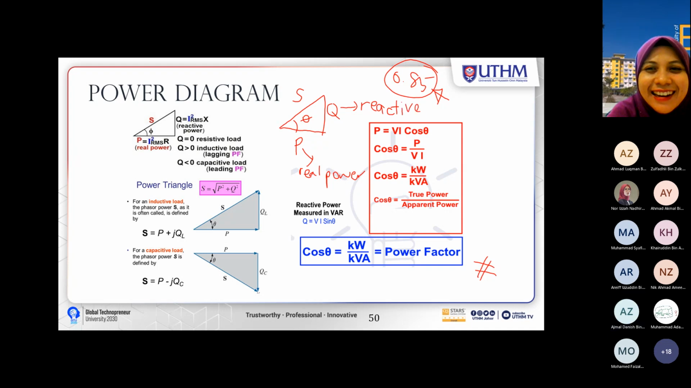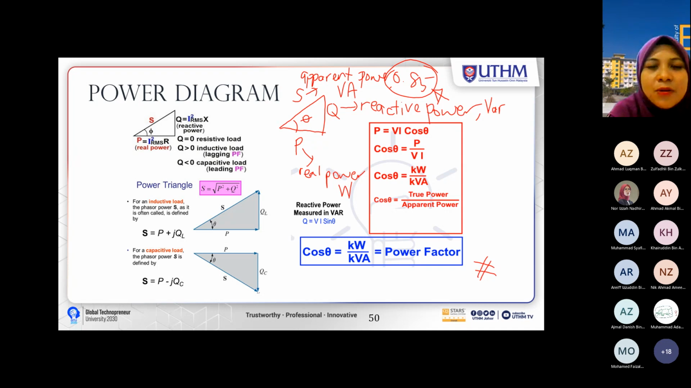Reactive power. Okay, apa unit untuk real power? Watt. Apa reactive power? VAR. Okay. And then we have here is S, apa? Apparent power. Yes, apparent power. Ni kena ingat ni. Jangan lupa. So dia punya unit dia apa? VA.